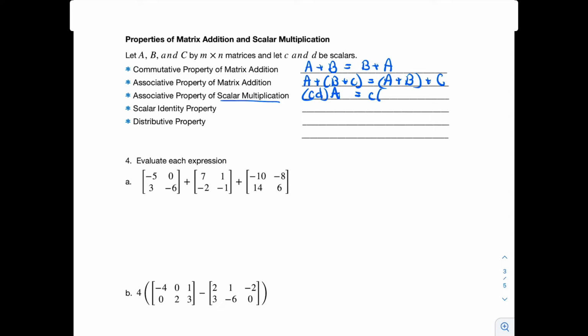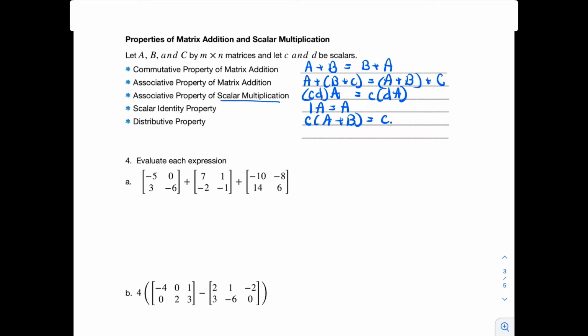Now, if I want to multiply by a scalar, that'll be the same. If I take the scalars C and D, multiply them together, then distribute to matrix A, that would be the same as if I distribute scalar D to matrix A, then distribute scalar C to matrix DA. And then the identity is going to be important later on. If the scalar is 1, then 1 times A is just A.